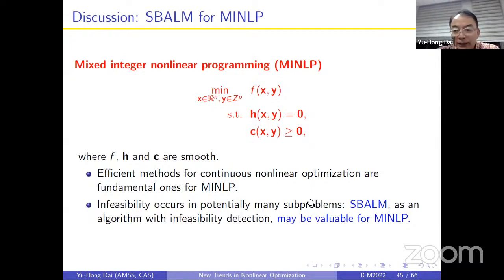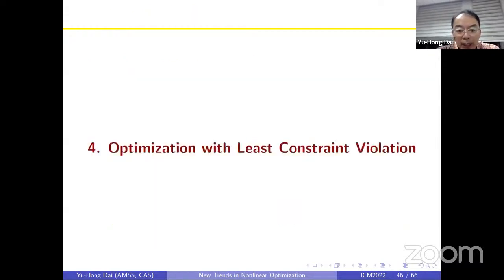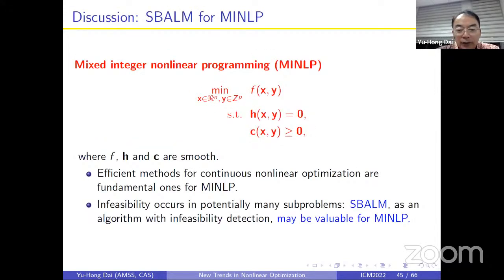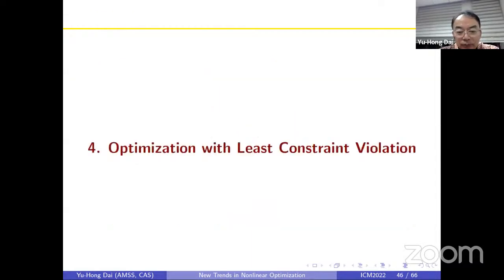So you can see, based on our new S bar AL function, we can design many more efficient algorithms, and we can reconsider the interior point method and also possibly the simplex method. So next, I would like to move to the optimization with least constraint violation.